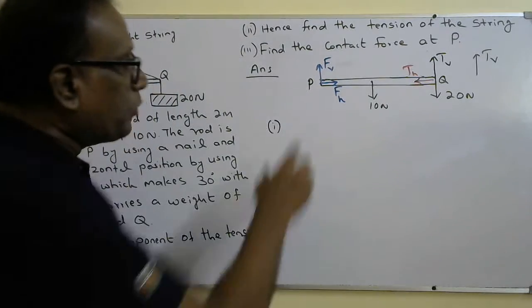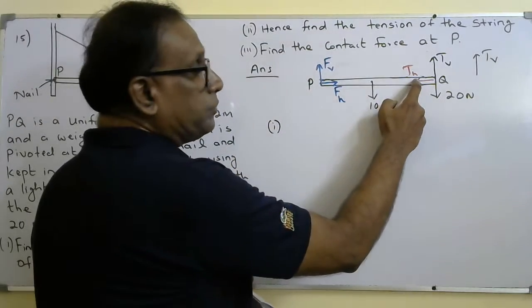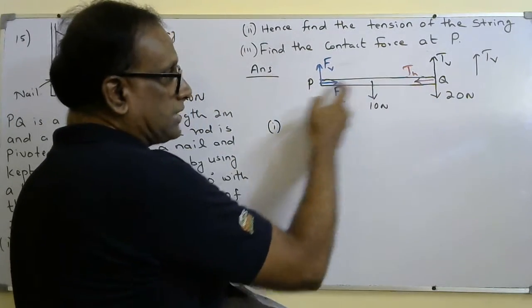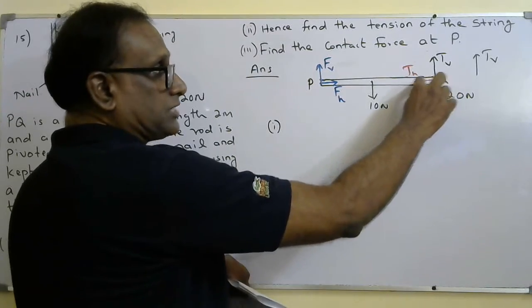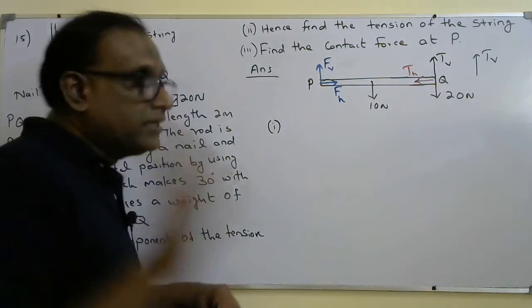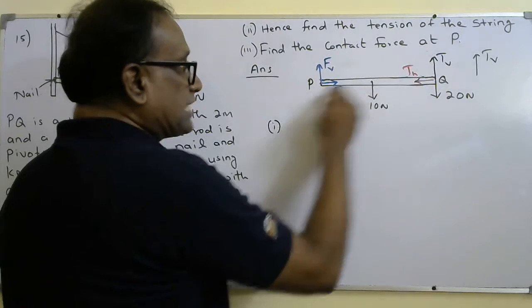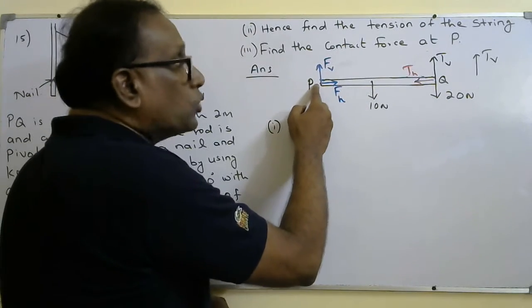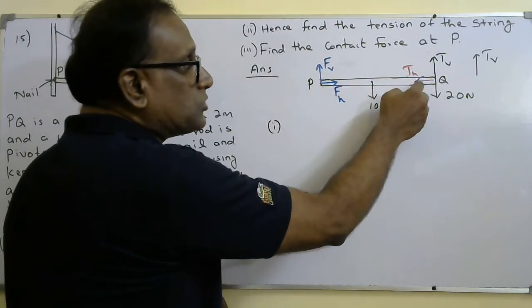So here when I take moment about P, the TH won't be in my equation because TH is going to pass through the P. You can see it's horizontal. We don't consider the thickness of the rod. So the TH is horizontal, that's passing through the P. So you can't find a perpendicular distance to TH from P.